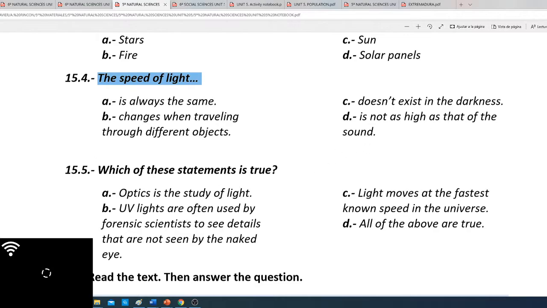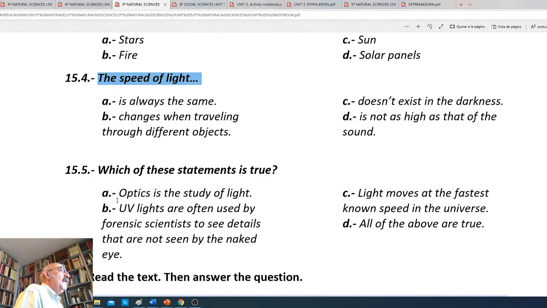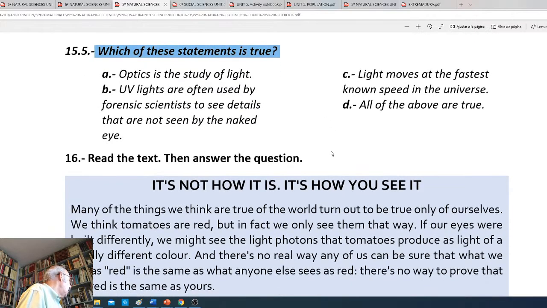Which of these statements is true? And we had to choose between: A, optics is the study of light. B, UV lights are often used by forensic scientists to see details that are not seen by the naked eye. C, light moves at the fastest known speed in the universe. Or D, all of the above are true. So, what do you think? 15.5. Which of these statements is true? Which of them? What do you think?